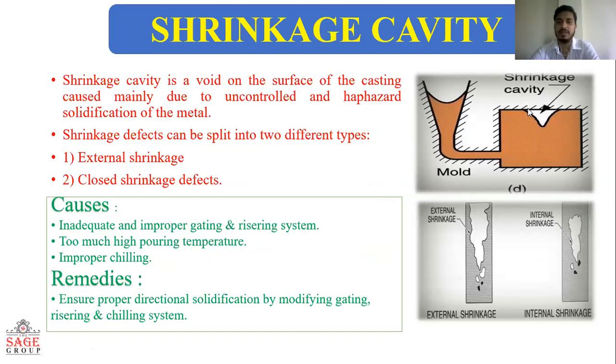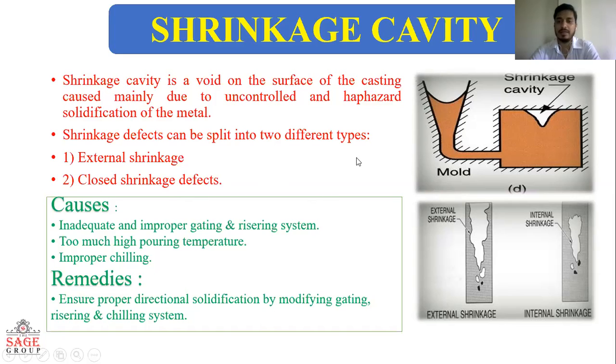Next one is shrinkage cavity defects. A shrinkage cavity is a void on the surface of the casting caused mainly due to uncontrolled and haphazard solidification of the metal. Shrinkage defects can be split into two types: external shrinkage, and closed or internal shrinkage defects.